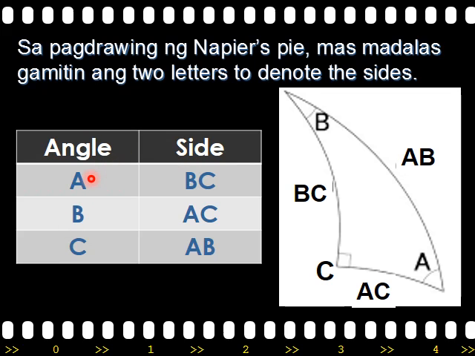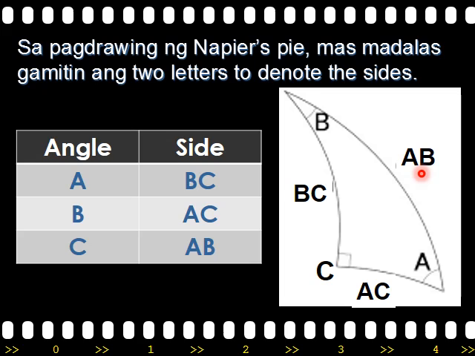So, for example here, kung ang angle natin is angle A, so kung mag-refer tayo dito sa diagram natin, ang opposite side niya is yung side BC. And then, sa angle B, ang opposite side niya is side AC. And then, sa angle C, ang opposite side niya is side AB.